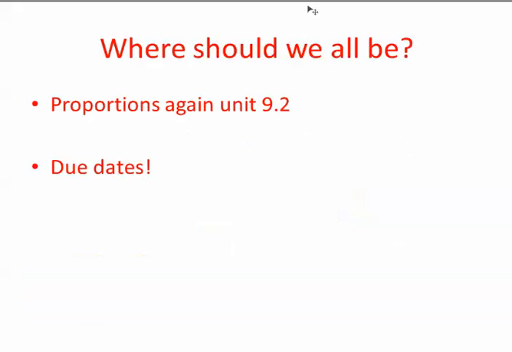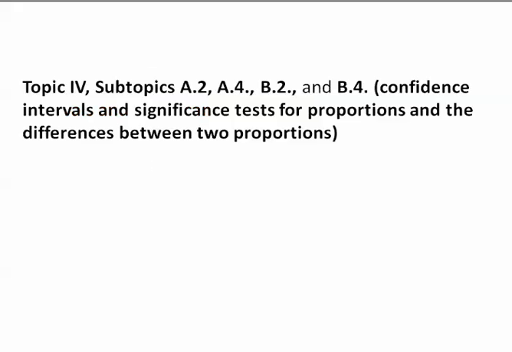Today we're going to be looking at 9.2, which is the two proportion significance test and confidence region. So we're looking at confidence intervals and significance tests for two proportions.